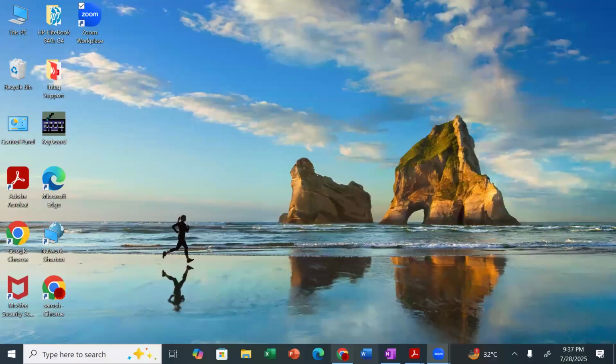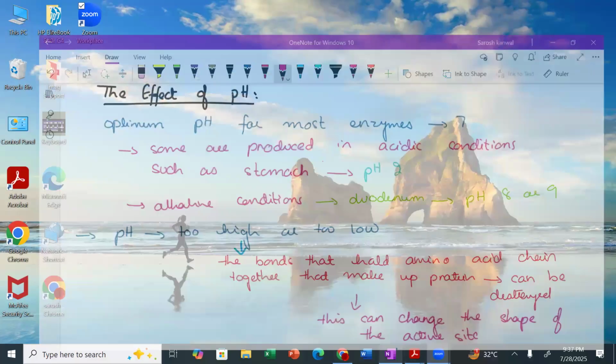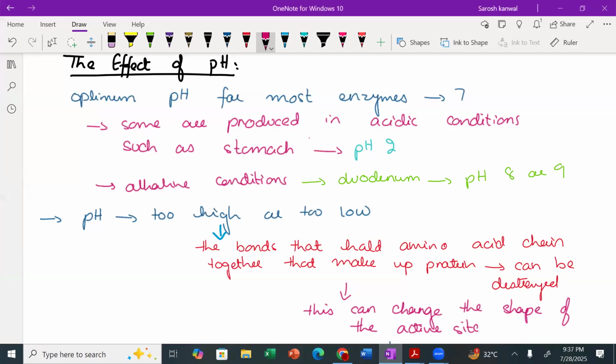Okay, children, just the last topic was left from the previous chapter, that was the effect of pH on the enzyme activity, right? So we share my screen. Okay, I believe you can see the screen now.